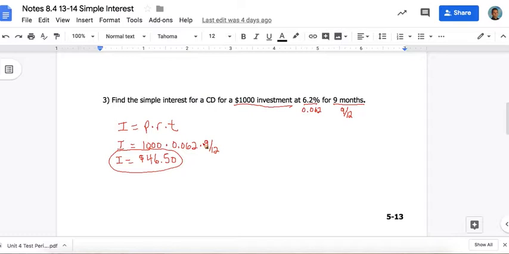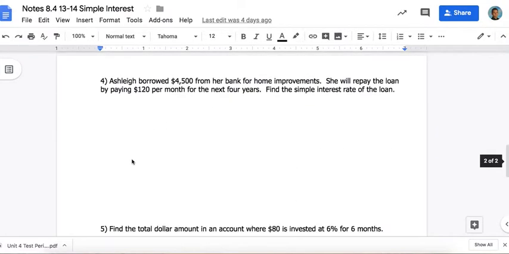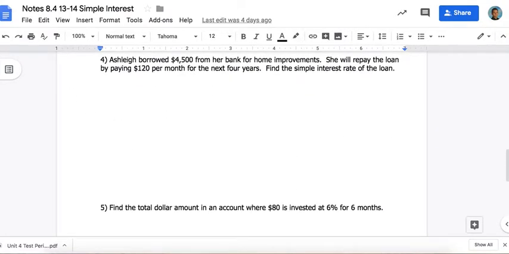So let's turn it to the back. And this one is a bit of a challenge, so we need to make sure we read this carefully and understand what it's asking for. So Ashley borrowed $4,500 from her bank for home improvements, so that's going to be our principal. She will repay the loan by paying $120 per month for the next 4 years. Find the simple interest rate of the loan.